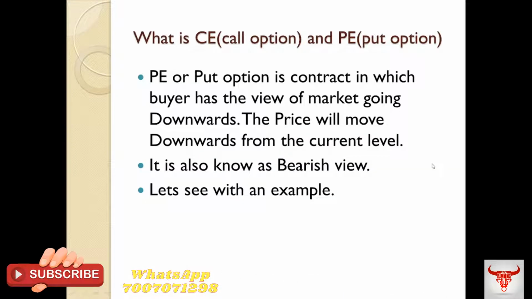What is the put option? A put option is a contract in which the buyer has the view of the market going downwards. The price will move downwards from the current level from a particular point. It is also known as the bearish view. Let's see with an example.